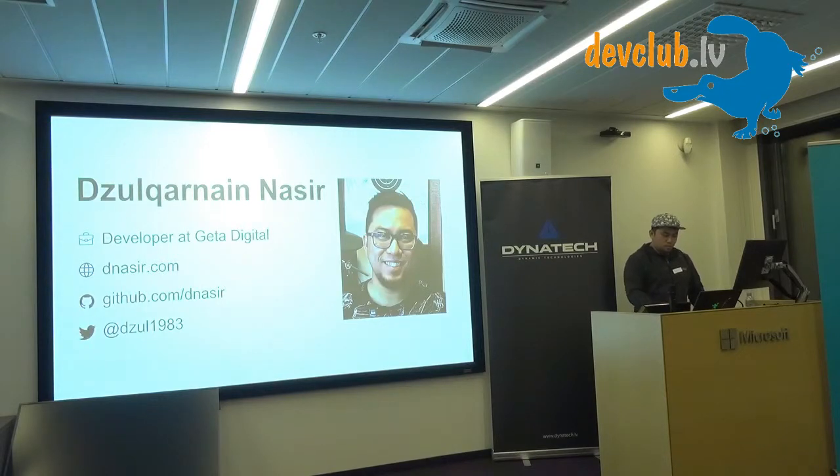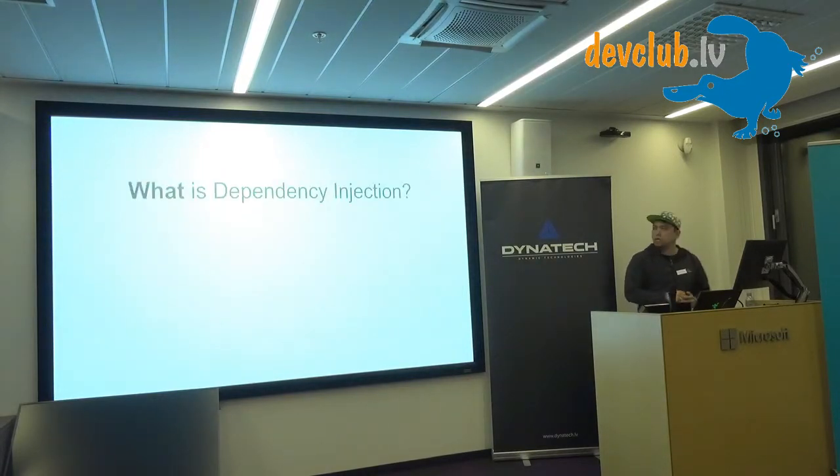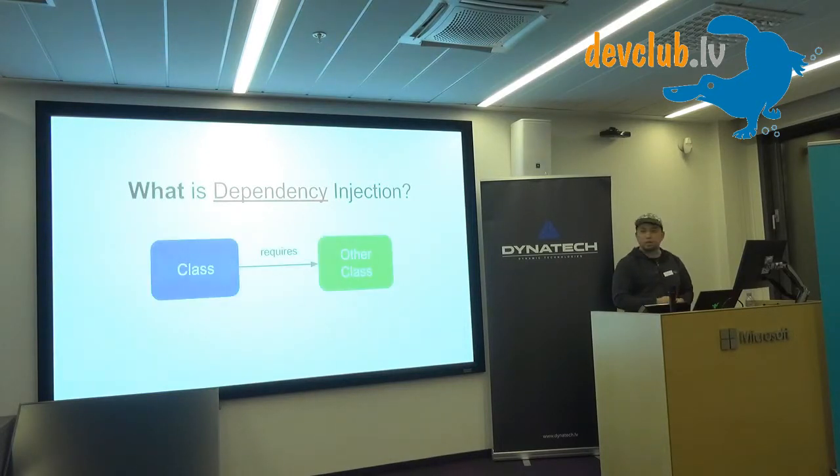Okay, so what is dependency injection? The literal meaning is to inject a dependency. And in software development, a dependency is simply another class that your class needs to operate. For example, if you have a model which fetches data from a database, that database is a dependency for your model.